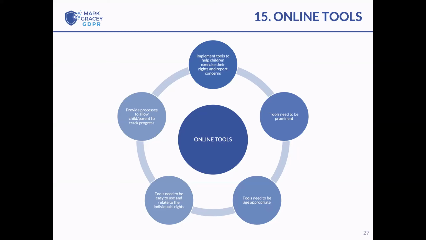And then finally, the 15th standard is about online tools. This is about putting tools in place that help children to exercise their rights and freedoms and report concerns. These tools are expected to be prominent, age appropriate, so clear to the child so they can actually use them. They need to be easy to use, and they need to enable the child to exercise their individual rights. So they're entitled to exercise their rights no matter how old they are.